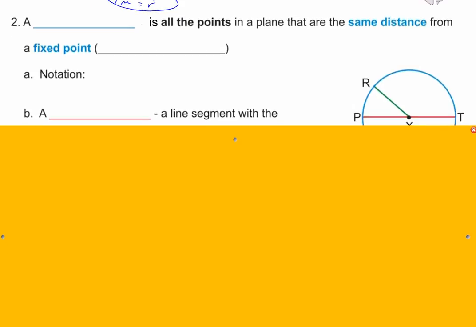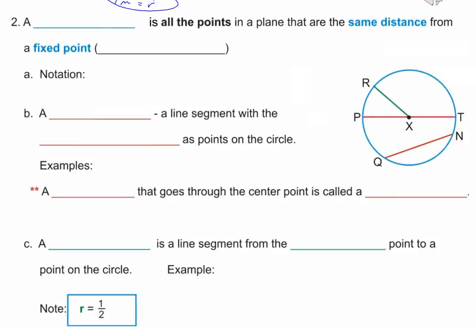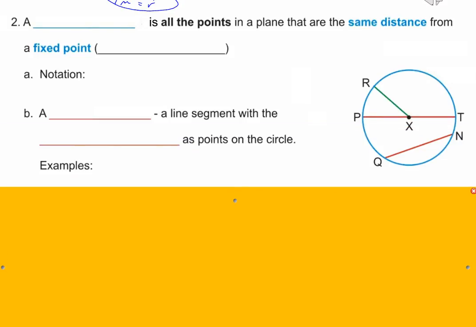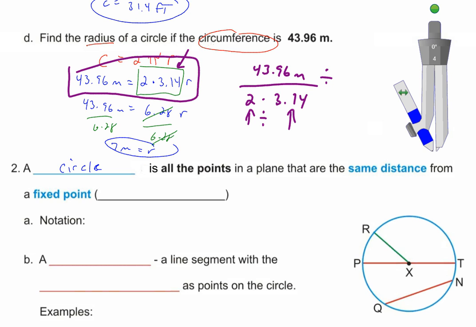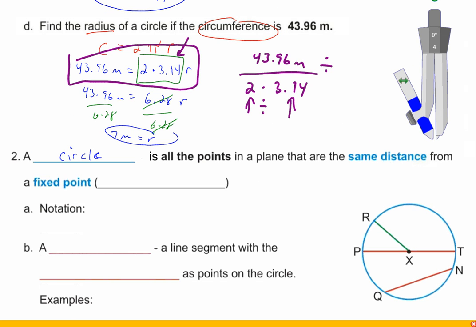Okay, number 2. I think you guys know the answer to this. A blank is all the points in a plane that are the same distance from a fixed point. That would be the definition of a circle. Sure. All right, so what is this device here to the left? It is a compass.